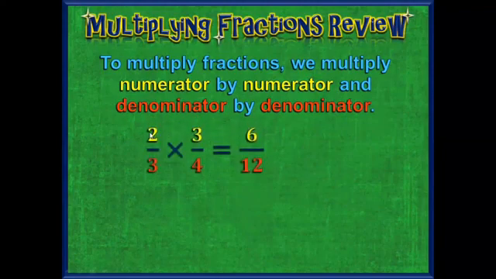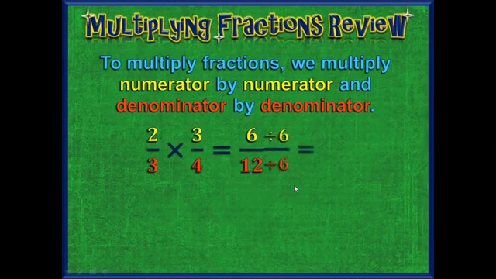For example, 2/3 times 3/4 is 6/12 because 2 times 3 is 6. And if we multiply the denominator by the denominator, we will get 12. Of course, we don't forget to simplify the answer by 6 in order to get half as a simplest form.